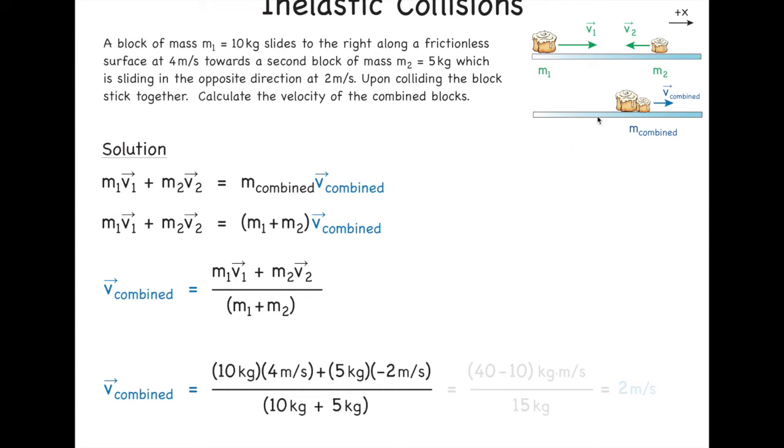That's why it's important to always label your axis so it becomes clear that, oh, this one's pointing in the opposite direction, in the negative direction. That one's the one to have a negative velocity. Right, so then we end up with what effectively is 30 kilogram meters per second over 15 kilograms, which gives us 2 meters per second as our final answer for the velocity of the combined object.